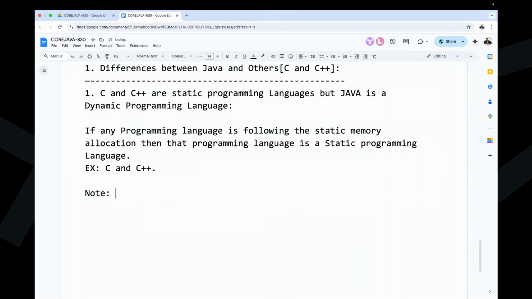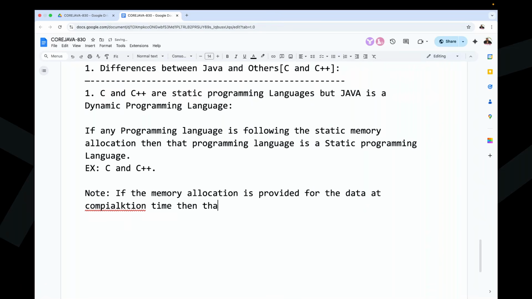What is the note? If the memory allocation is provided for the data at compilation time, then it is called static memory allocation. This is one point we have to understand. Clear. Next, observe carefully.